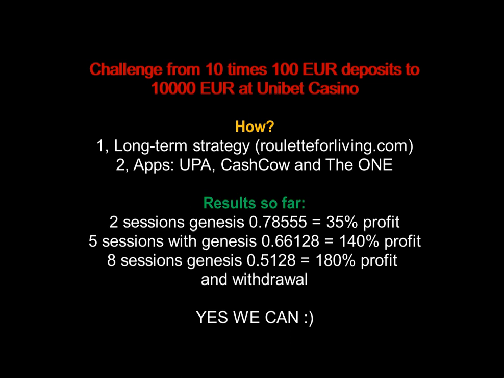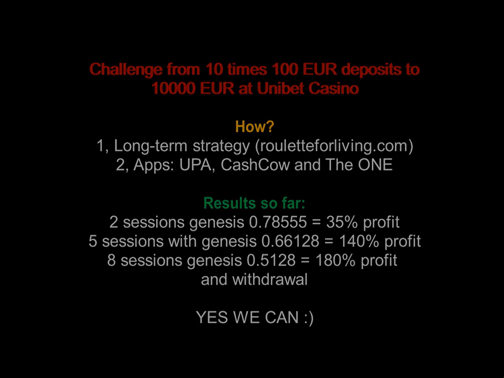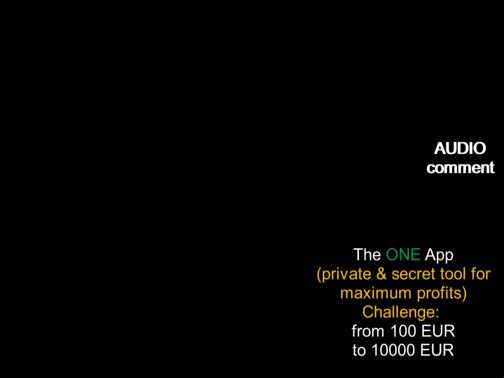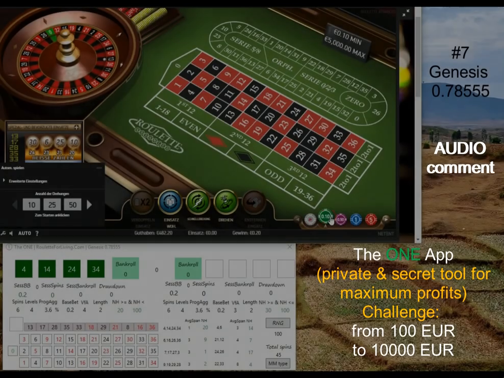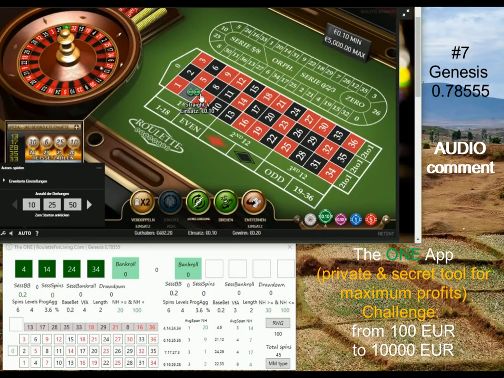So today we are going to play again with the Duan app, and it's another live session from my challenge which I announced to you. I always add in the beginning of the session a summary: what kind of sessions and how many sessions I played, and what the current result or profit is. I also mention what Genesis version I use, the versioning of my core, which is a part of the app.